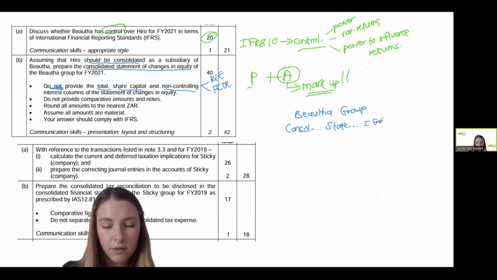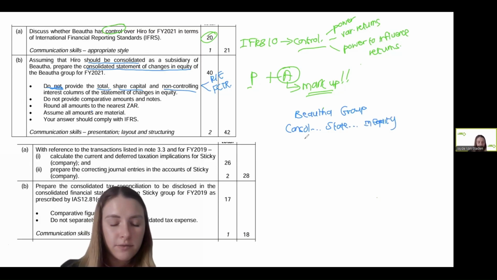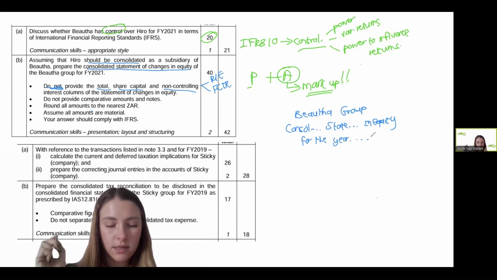Obviously, I don't want to waste your time here by writing all of this out. Okay, right for the year ended, and so on. Okay, then we're going to have our retained earnings. We're going to have our FCTR.